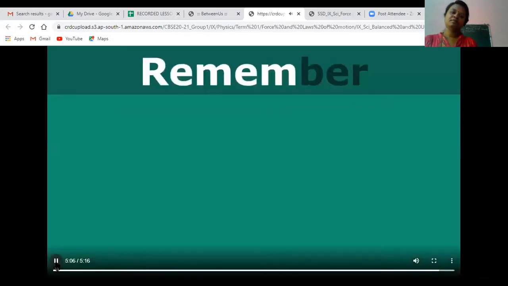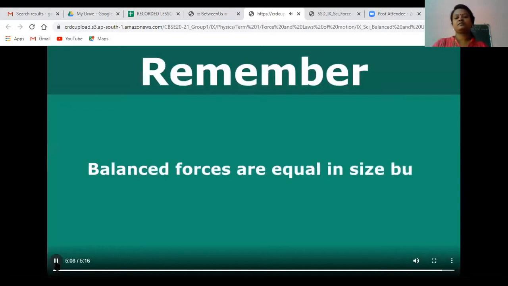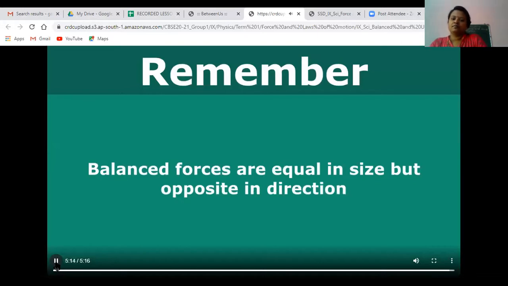So from today, remember, balanced forces are equal in size but opposite in direction. And in balanced forces, they do not cause any motion. So, in this way, we have learned what are balanced and unbalanced forces.